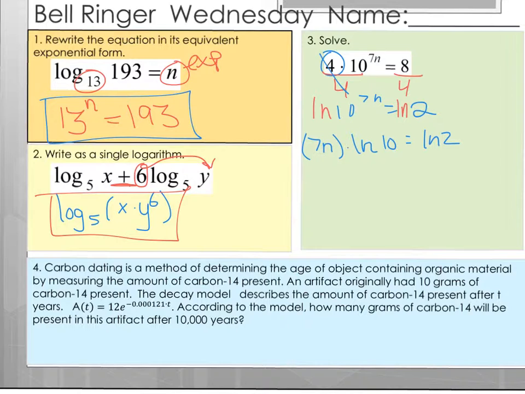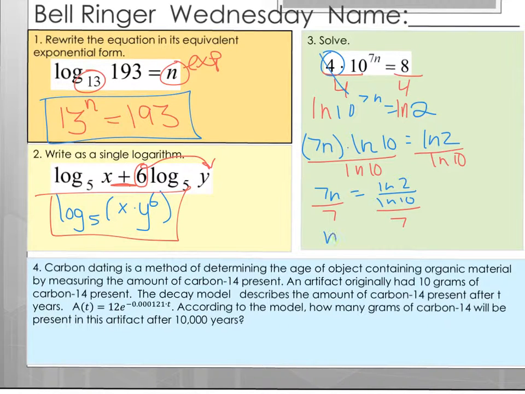And since n is being multiplied by 7, and it's also being multiplied by natural log of 10, I'm going to divide by the natural log of 10. Okay, and rewriting that, I get 7n equals the natural log of 2 over the natural log of 10. Then I'm going to simplify that, but first I'm going to divide by 7.